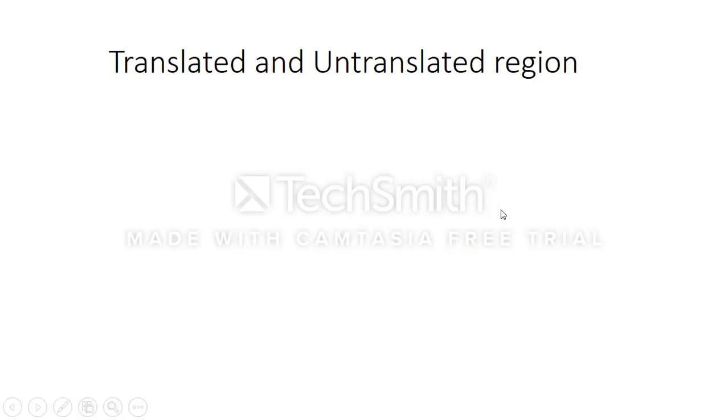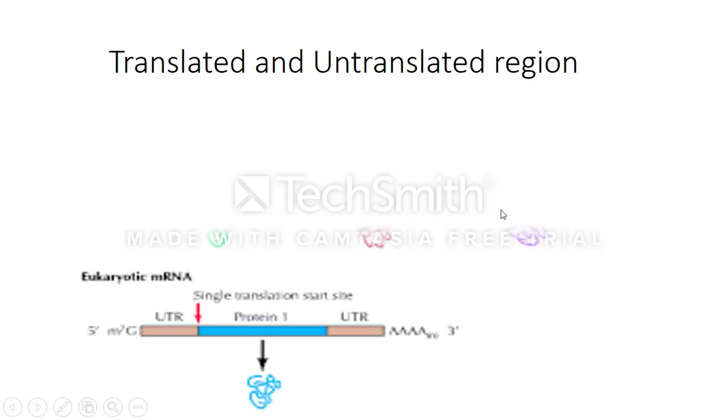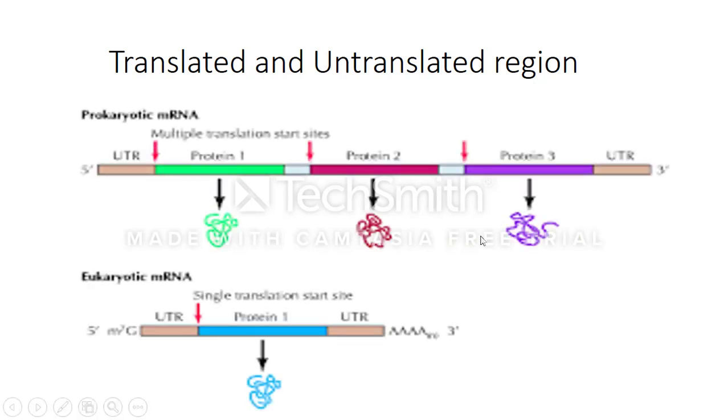So now moving on here to translated and untranslated regions. As you can see here, this is the untranslated region, UTR, and this here is the translated region. As you can see, proteins are being created here. So that's considered the open reading frame, or ORF for short. And here again is another UTR.